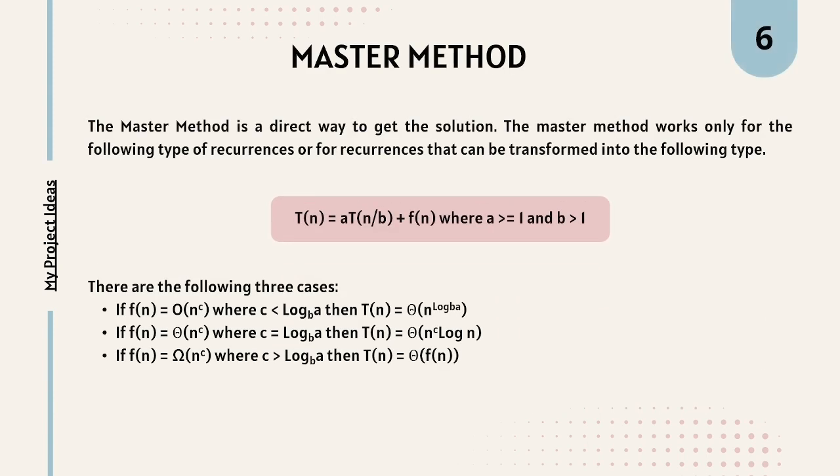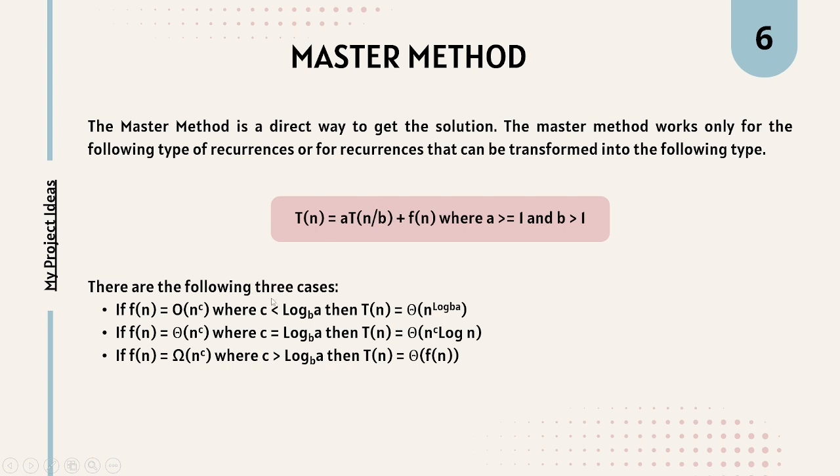Okay. Next. What is the master method? It's a direct way. No need to assume something, no need to calculate a tough mathematical solution. You need to just directly get the solution. It works for recursion relations which can be transformed to this type. So if you can put the recursion relation into this formula, then you can use the master method. The formula is Tn is equal to aT(n by b) plus Fn, where a is a constant greater than or equal to 1 and b is a constant greater than 1.